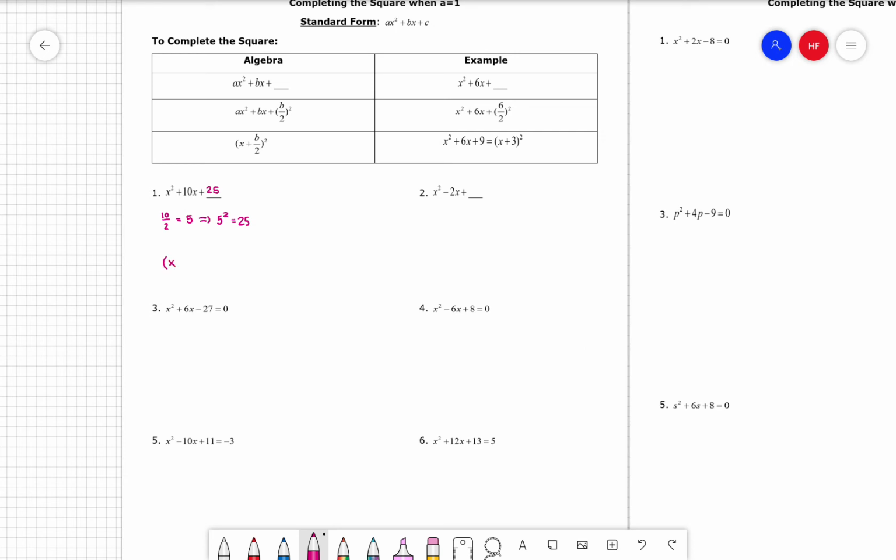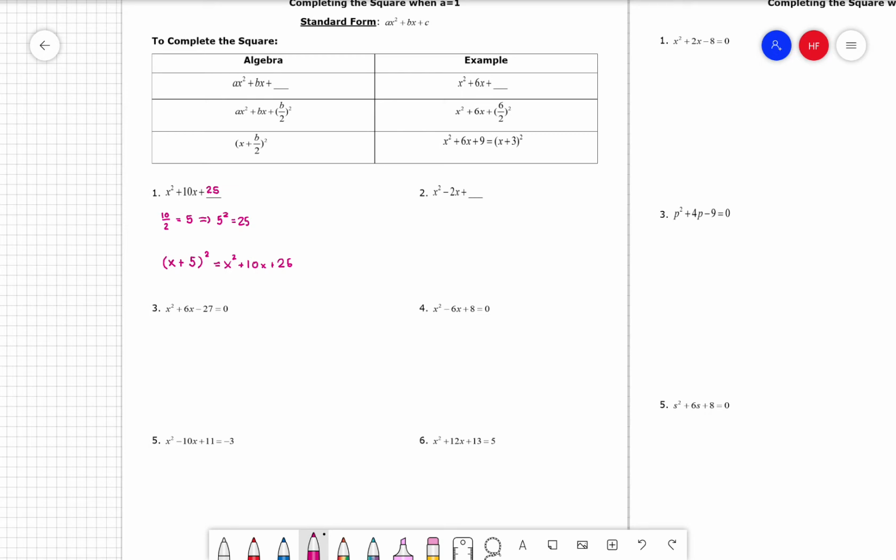And then when we rewrite it, we have x plus our b over 2, which was 5, squared, and that's the same thing as x squared plus 10x plus 25. So we're just creating a perfect square trinomial, and then writing it in factored form basically.